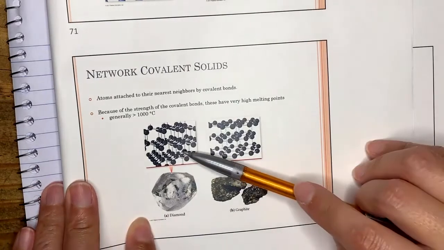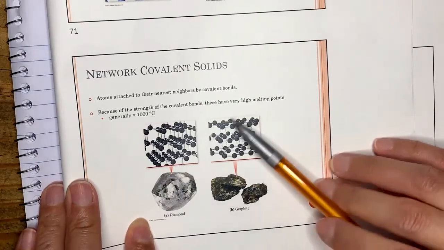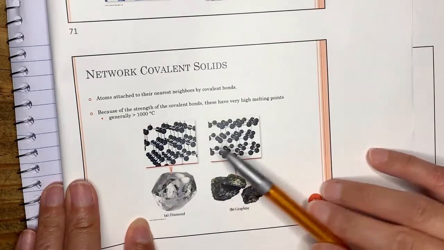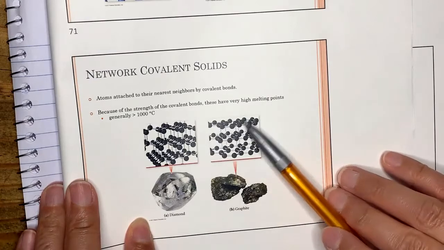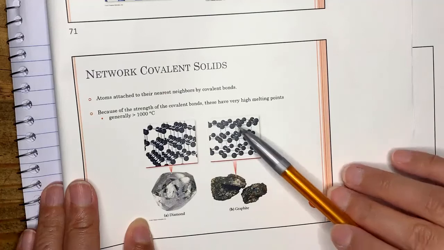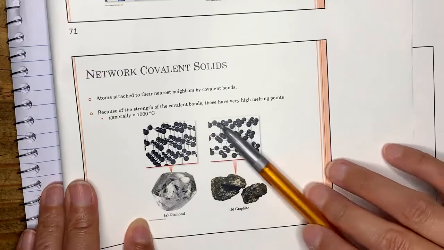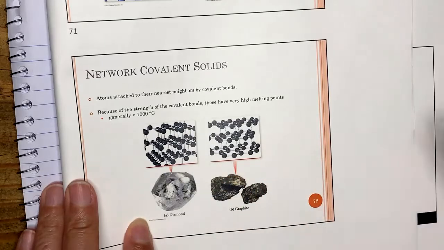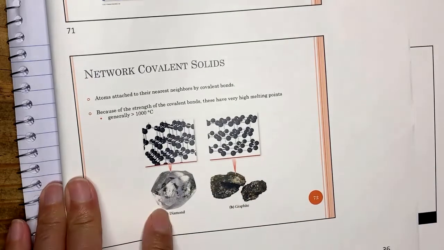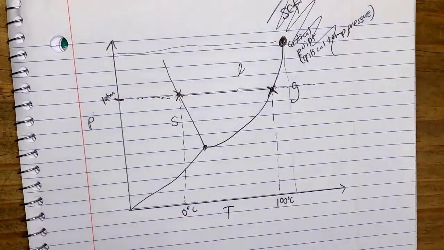So examples here are diamond, and then they showed you quartz earlier, and also graphite. So graphite is weaker than diamond because graphite is covalently bonded in 2D. And then from one sheet of 2D to another sheet, it's intermolecular force. So it's a mixture of intermolecular force and covalent bonding. This one is all covalent all throughout. So diamond will definitely have a higher melting point there.